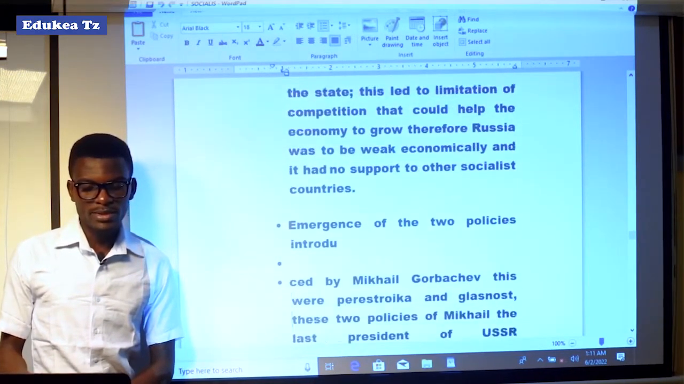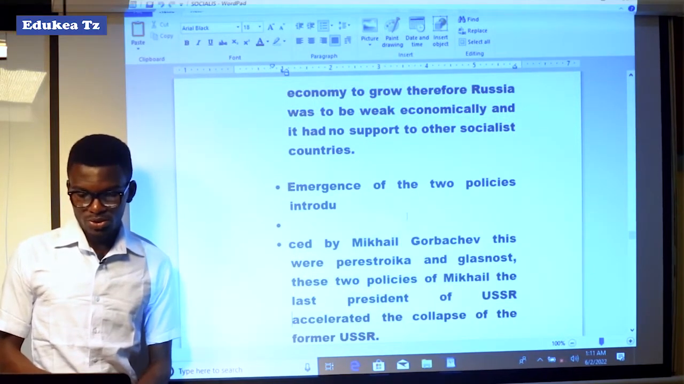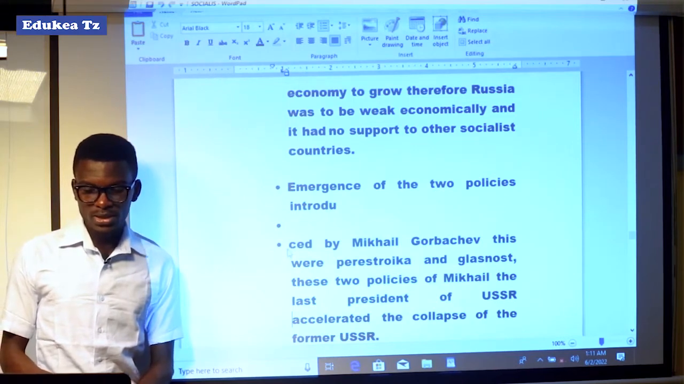Another factor was the emergence of the two policies introduced by Mikhail Gorbachev.